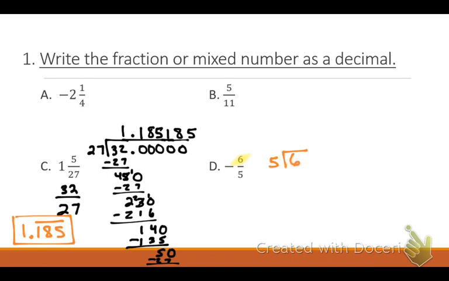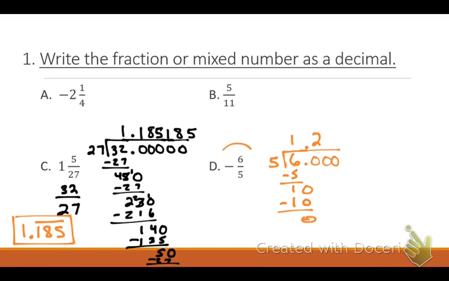How many zeros will I put? 3. Okay. A 5 goes into a 6 1 time. 1 times 5. Bring it down. How many times does 5 go into a 10? 2 times. And what happens? We're done. We got to a 0, so what's my correct answer?